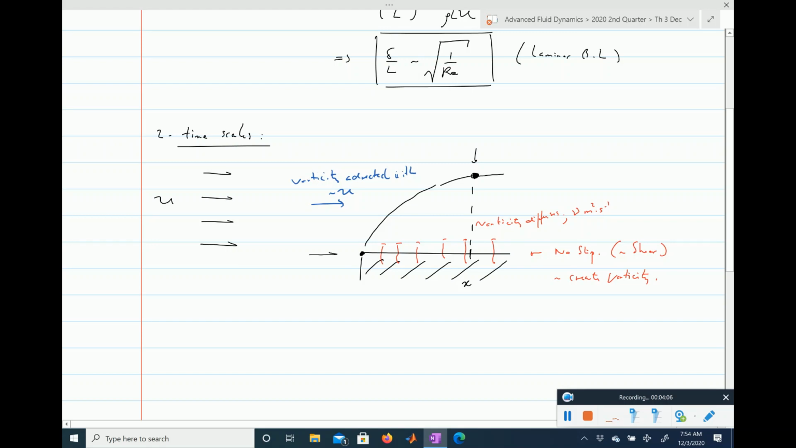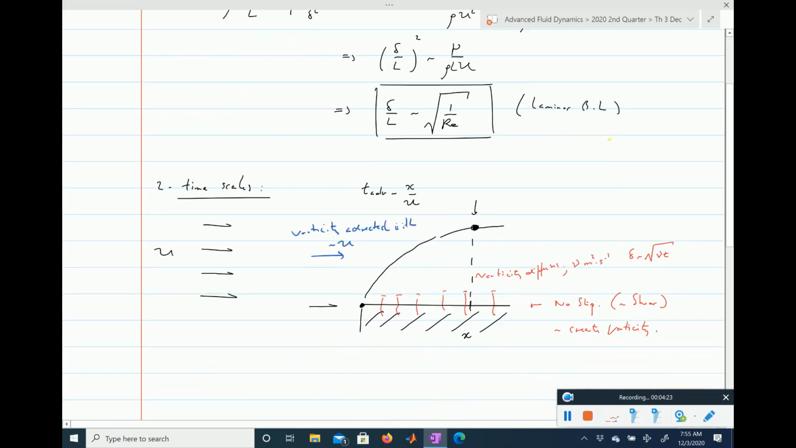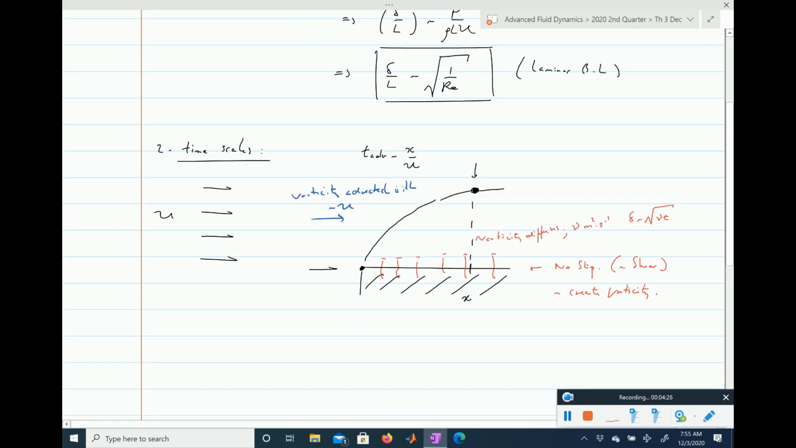This we've seen before. Delta scales with the square root of the diffusion coefficient, which in this case is the kinematic viscosity, times t, the time scale. So for a given time t, how far will the vorticity have diffused inside of the bulk? It's delta scaling with the square root of nu times t. And if you're thinking about this point, how long did the vorticity have time to diffuse?